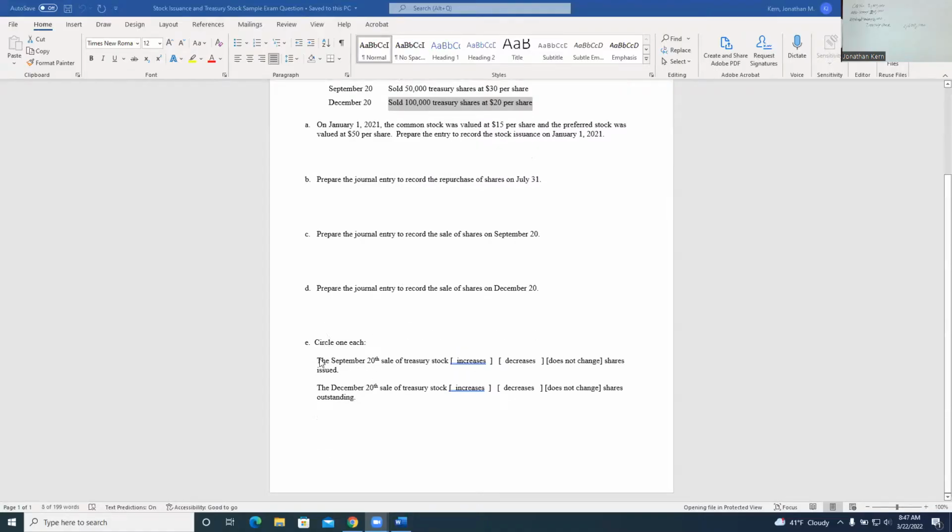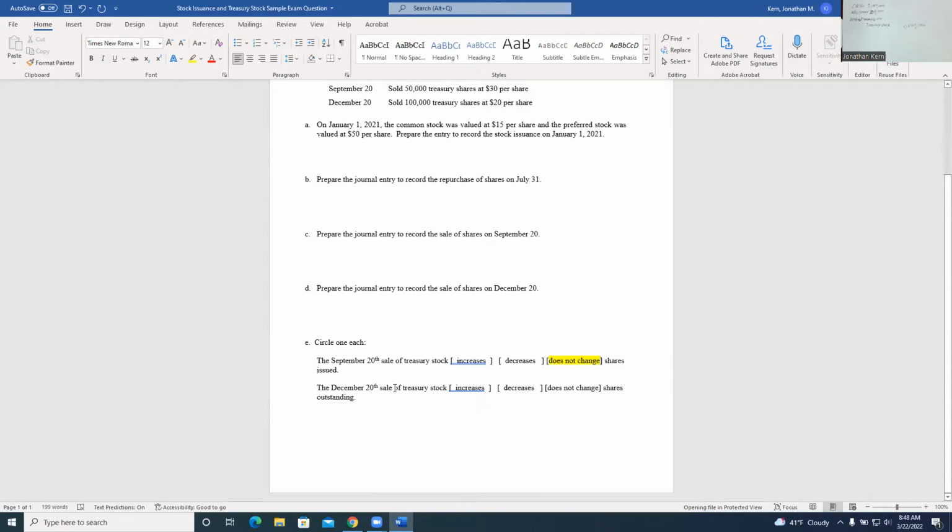Then part E asks us to circle one each. The September 20th sale of Treasury stock. It's asking us whether it increases, decreases, or does not change the number of shares issued. Treasury stock does not affect shares issued. Issuance means that we're selling shares for the first time. When we repurchase shares, we're not selling them for the first time. We're repurchasing them, usually to resell later. So it does not change the number of shares issued.